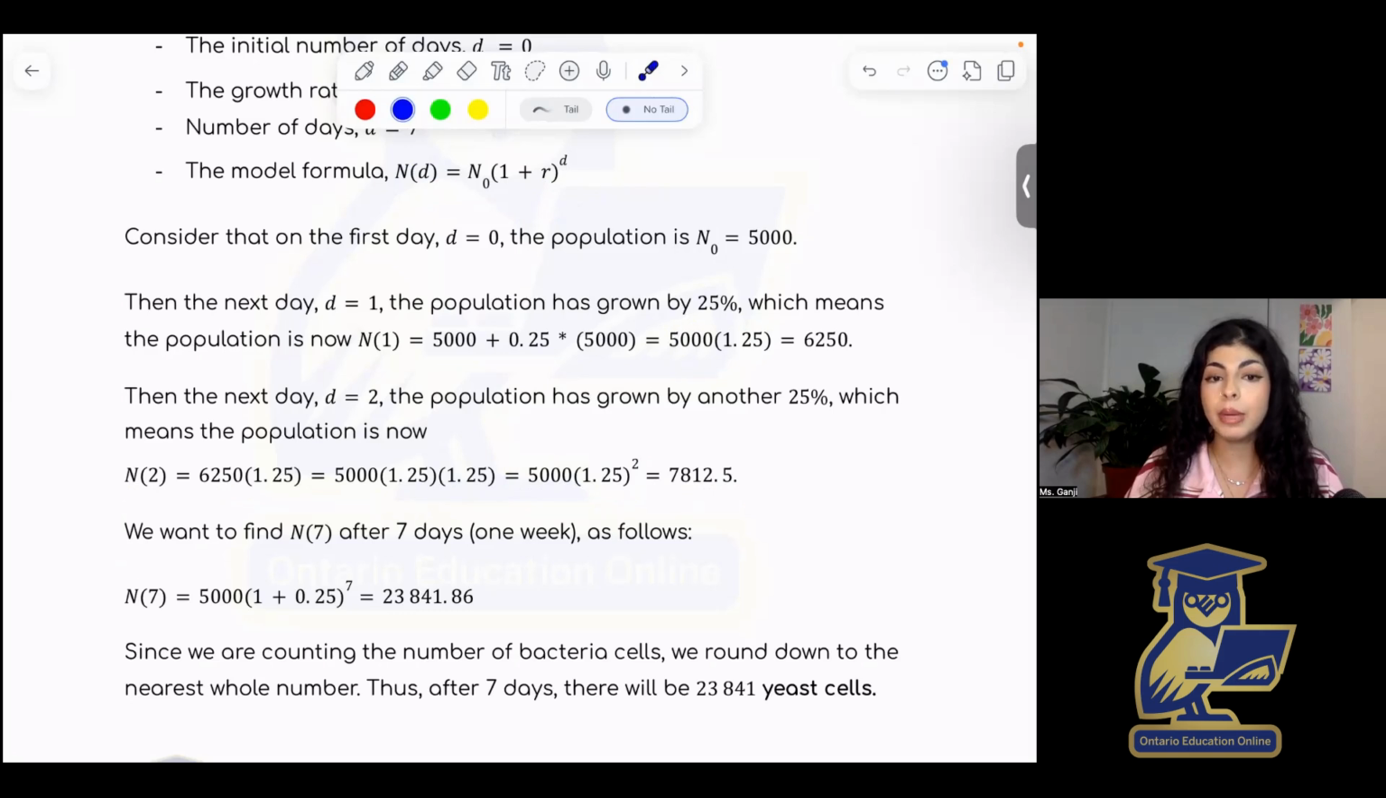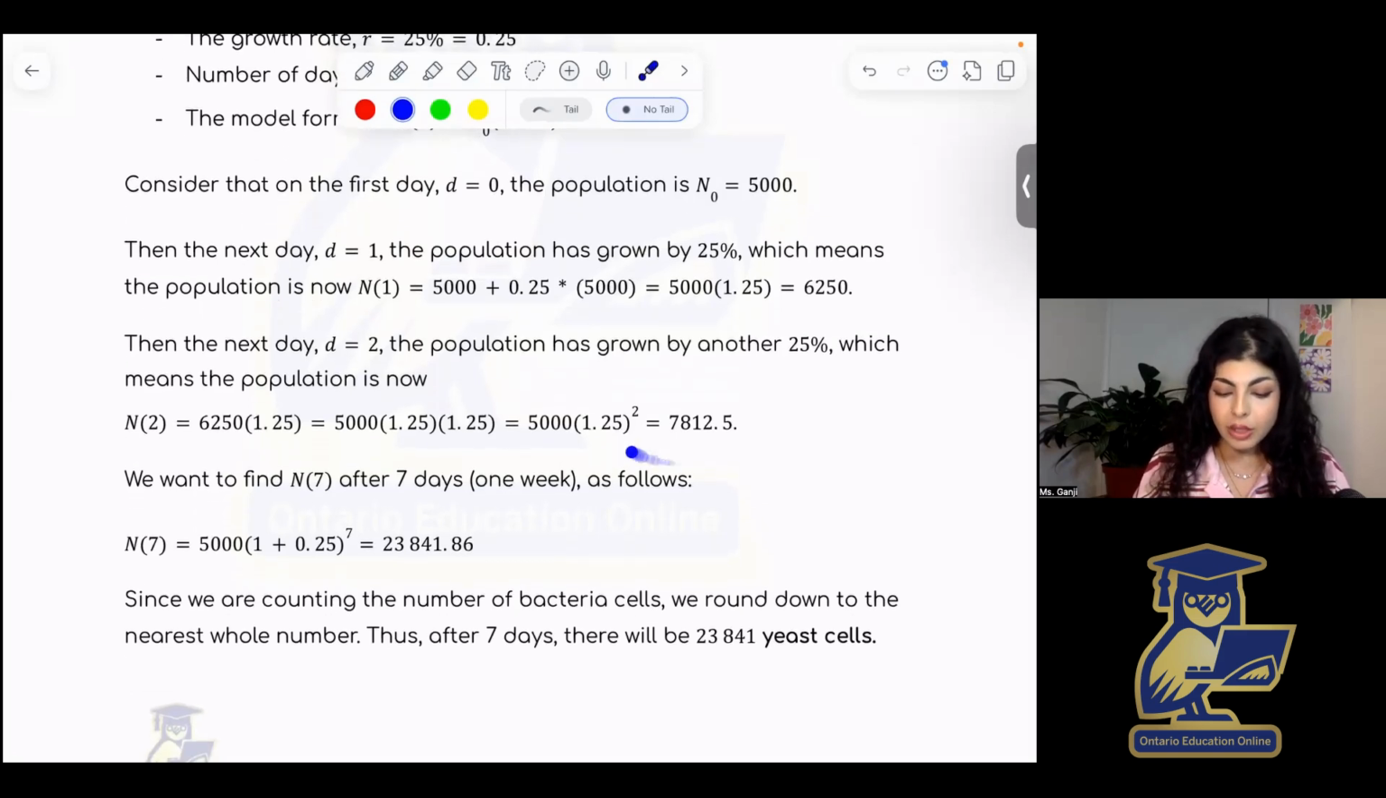So if you were asked how many cells are there after 2 days, you would round to the nearest whole number, but you actually round down because you don't fully have 7,813, but you for sure have 7,812 cells.